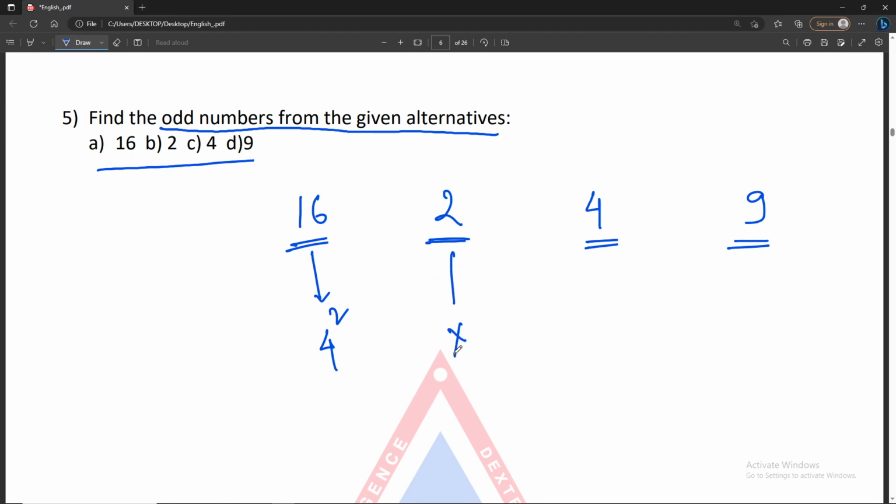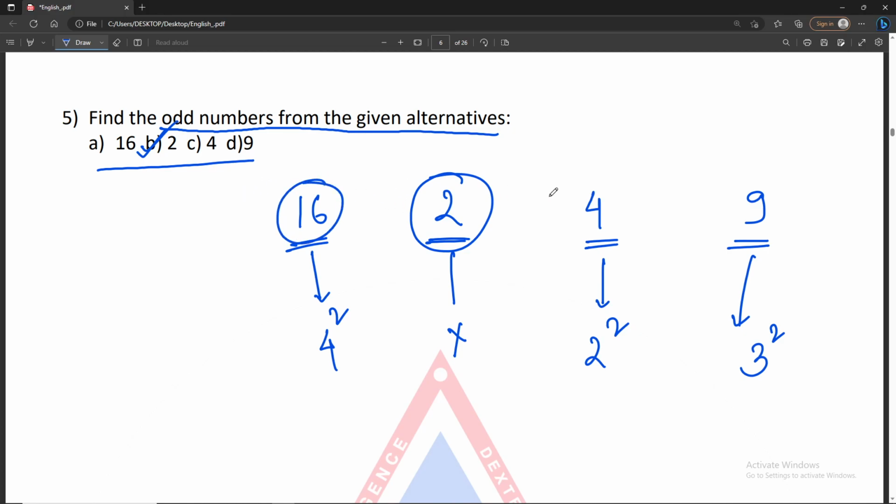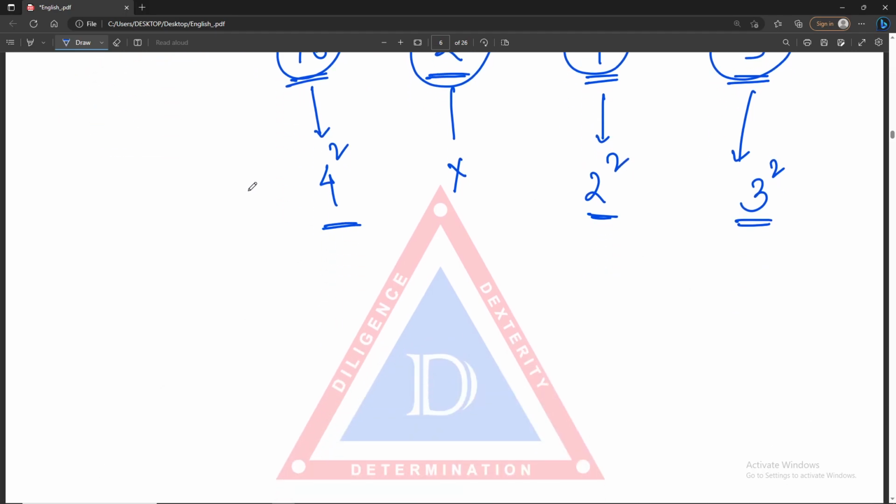2 is not a square of any number. 4 is a square of 2. 9 is a square of 3. So the answer here is 2. The odd number of the given alternatives is 2, because except 2, all the other 3 numbers are a square of some number. See, 4 square is 16, 2 square is 4 and 3 square is 9. So the odd number here is 2. Hope you got it. Okay, let's go to the next question.